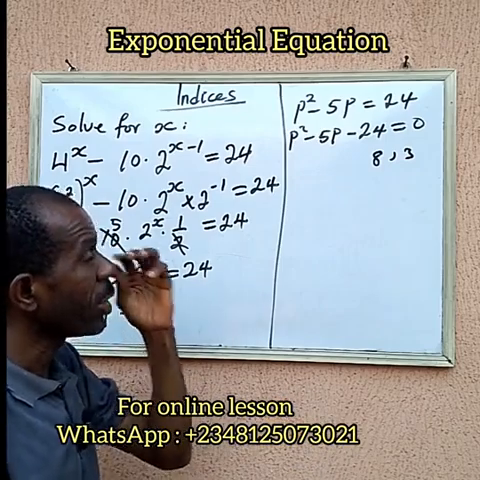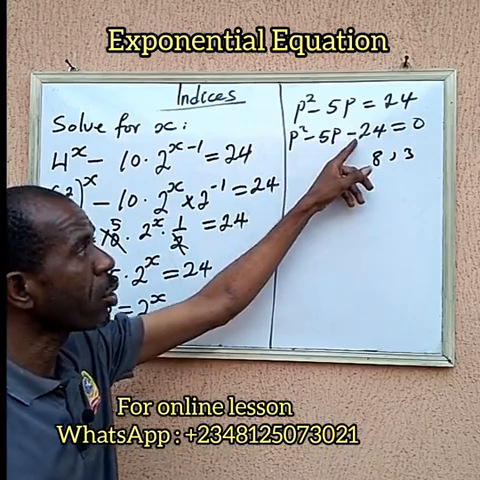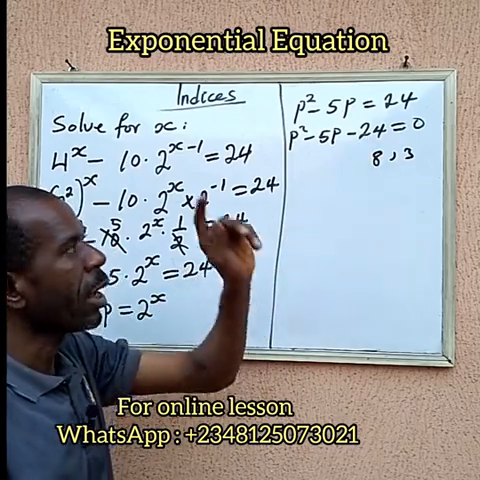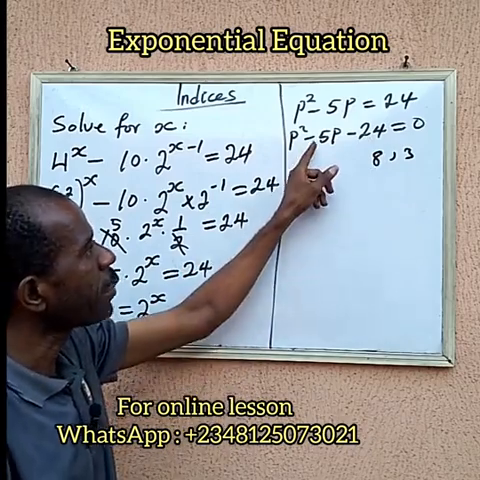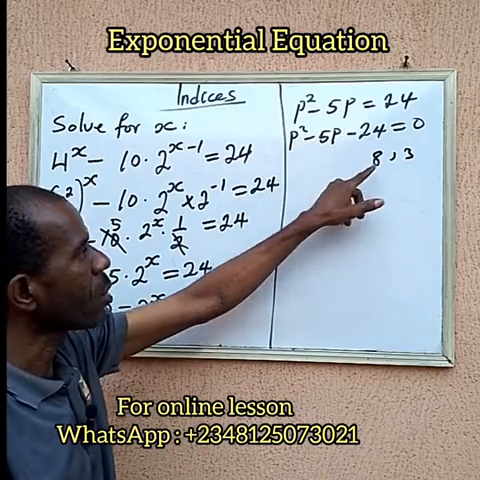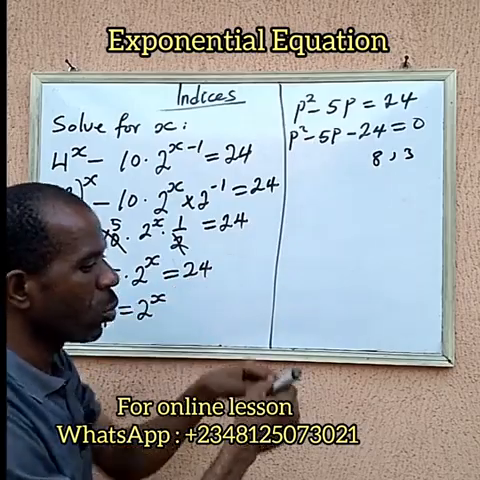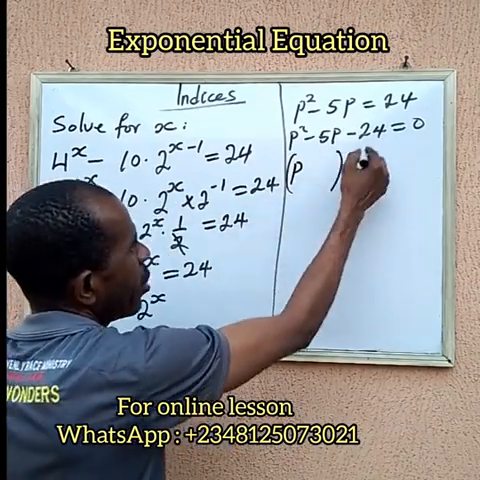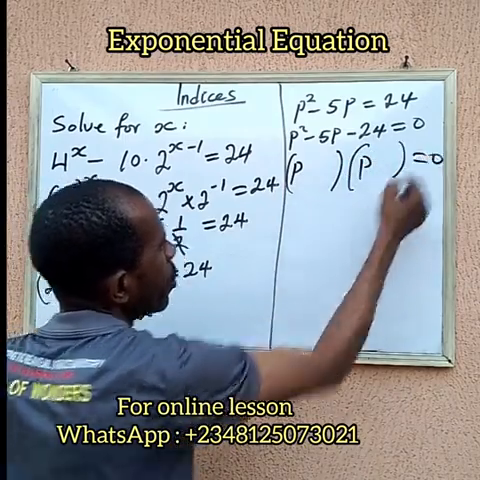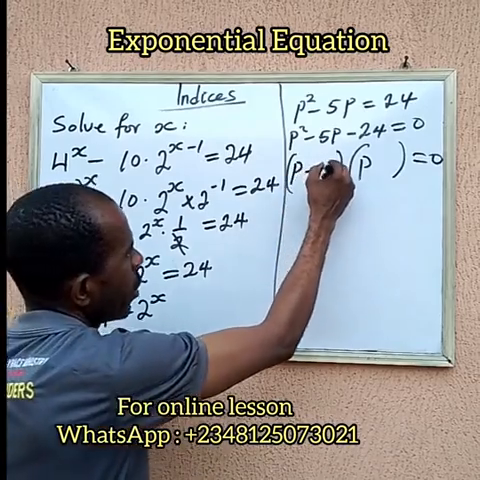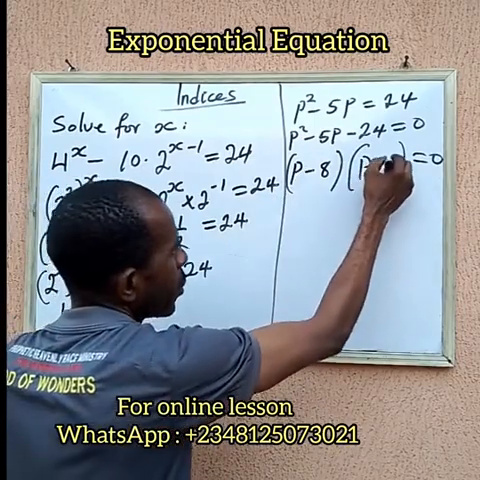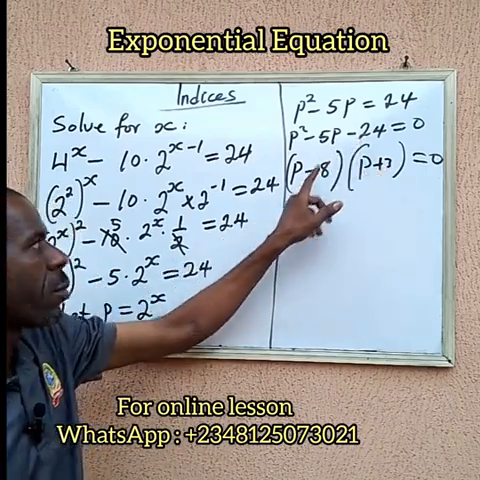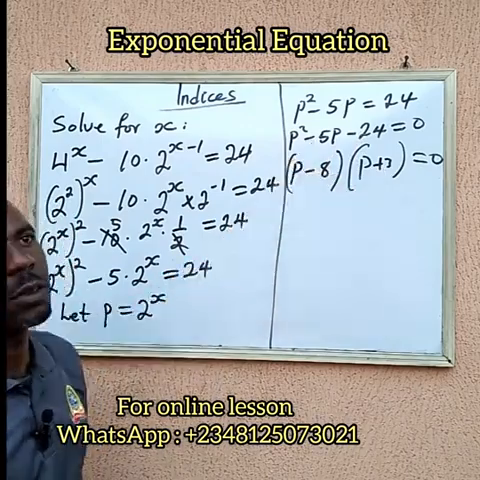Now let me tell you, whenever the sum is negative and the product is also negative, it means one of the factors of this product is negative and the other one is positive, but the bigger factor will take the negative sign. Which means here 8 is what I will take the negative sign. So it becomes p, open your bracket, p minus 8, then plus 3. Minus 8 times plus 3 gives us minus 24, and minus 8 plus 3 gives us minus 5. So these are the factors.